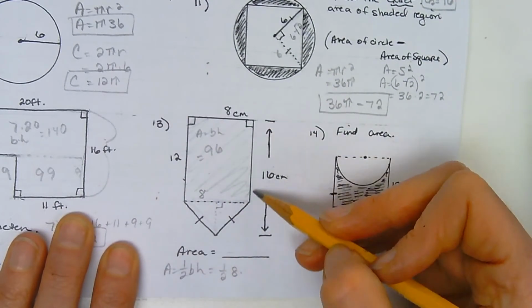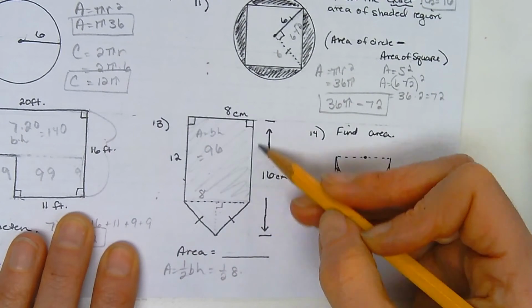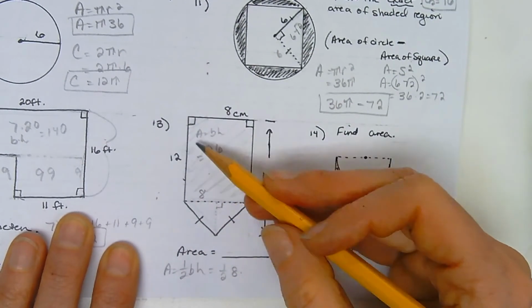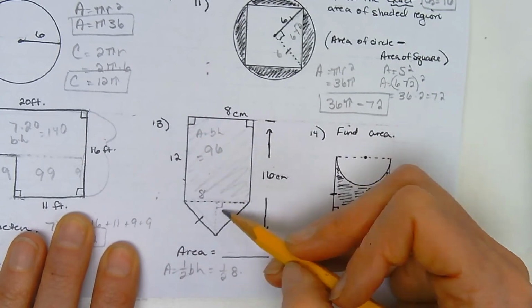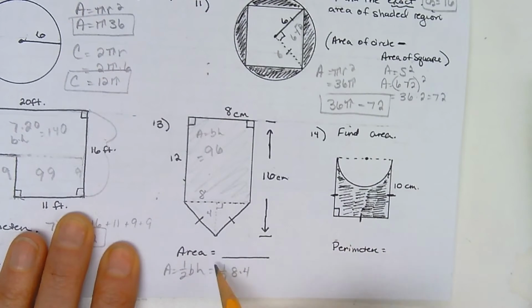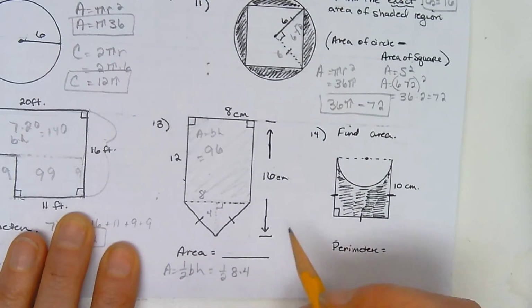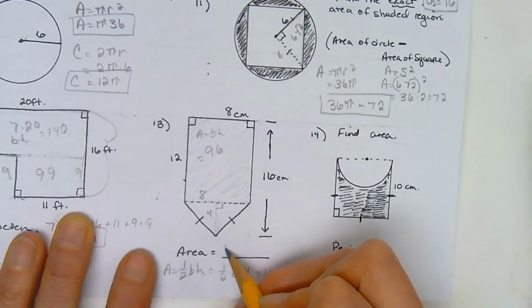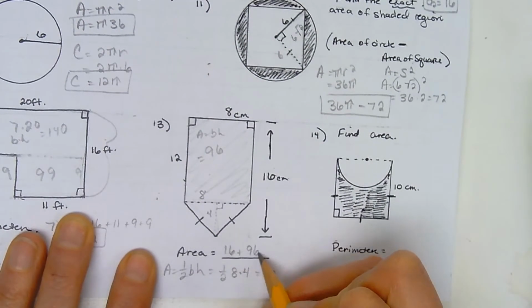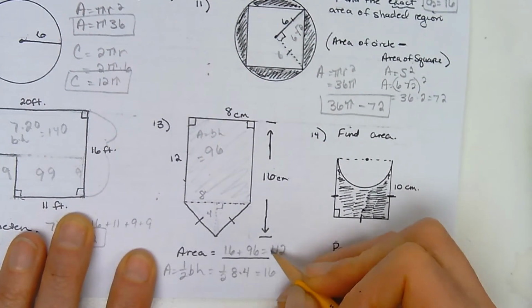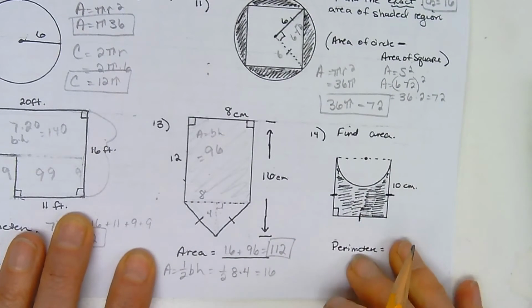This whole side is 16, this whole length of this figure, I should say, is 16. And if we subtract 12 from it, we'll be left with 16 minus 12, which is 4. So the height is 4. So we can just multiply 1/2 times 8 times 4, and that's 16. So the area of the whole figure is 16 plus 96, which is equal to 112. And that's the area of that composite figure.